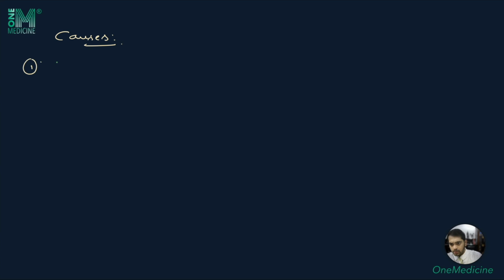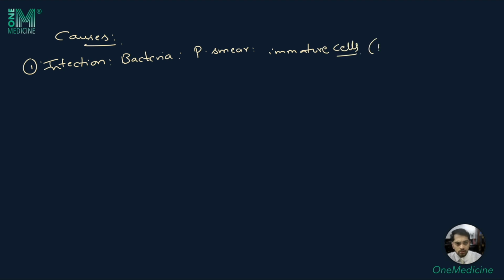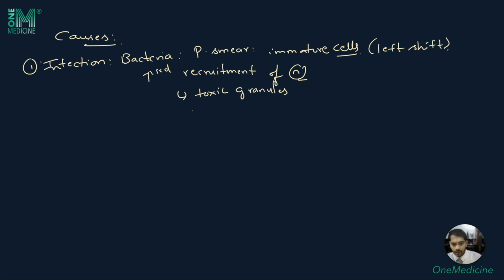The first and foremost is infection, especially bacterial infection. Peripheral smear usually shows more of immature cells, immature neutrophils. This is called as left shift. This happens due to increased recruitment of neutrophils to battle infections. Along with the leftward shift, we will also see toxic granules and Dohle bodies.